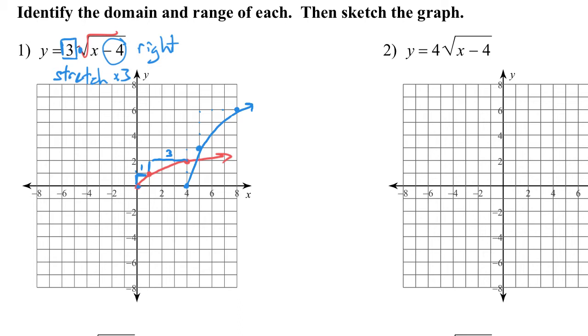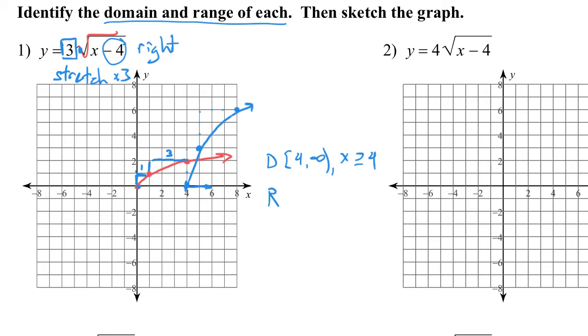The next thing is the domain and range. So domain is all the x values, and the range is all the y values. So the x starts at 4 and then goes to infinity. You can say that a couple different ways. You can say the domain goes from 4 to infinity, or you can say x is bigger than or equal to 4. These are two different ways to say the same thing. You don't need them both. You get to pick which way makes most sense to you and use it.